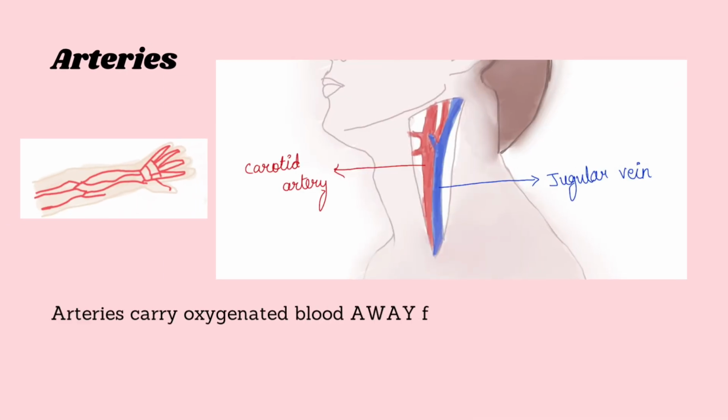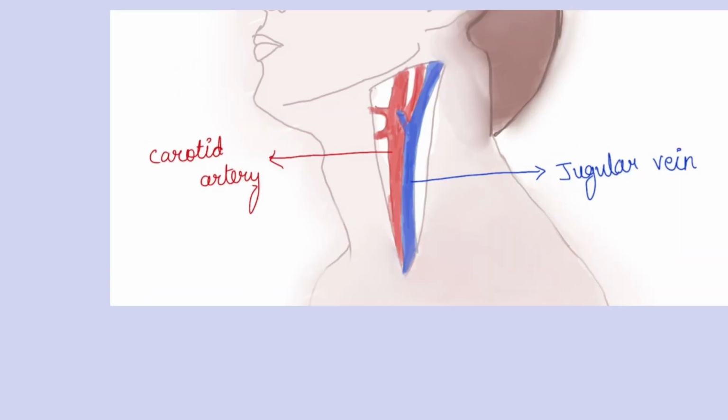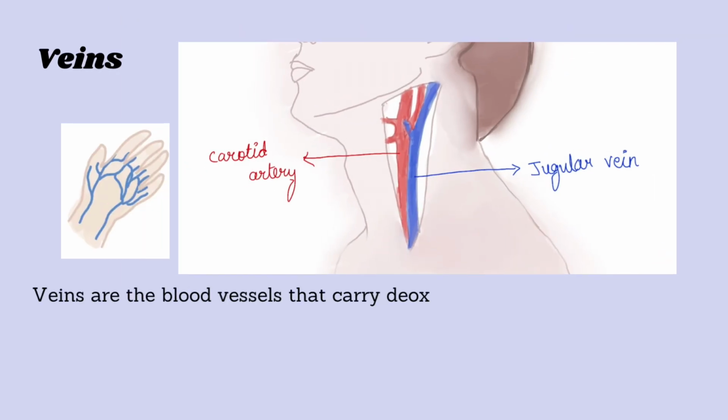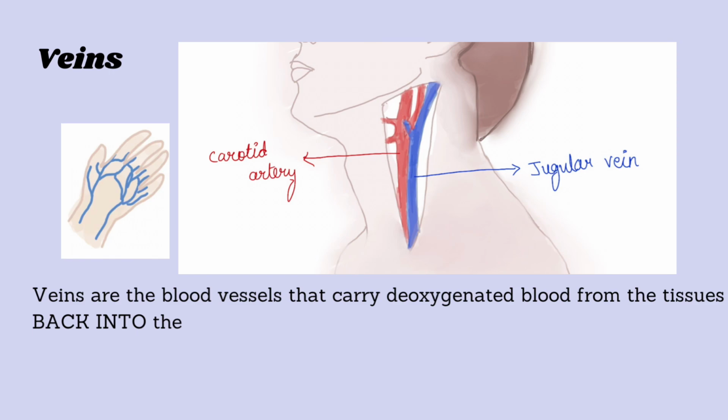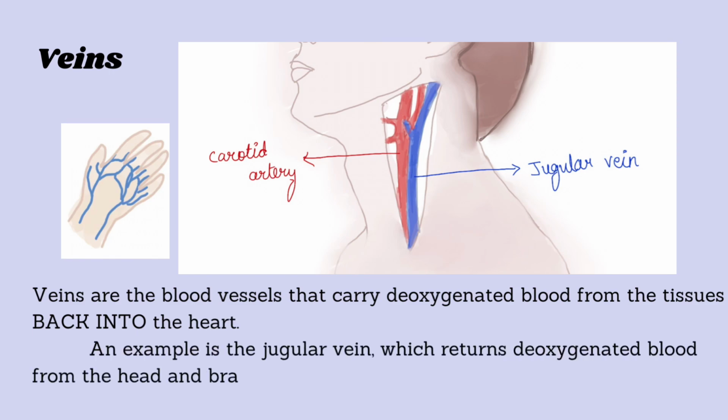Arteries carry blood away from the heart to other tissues. An example is the carotid artery, that carries oxygenated blood from your heart to the head and brain. Veins are the blood vessels that carry blood from the tissues back into the heart. An example is the jugular vein, which returns deoxygenated blood from the head and brain to the heart.